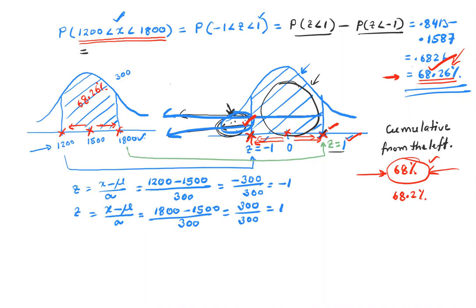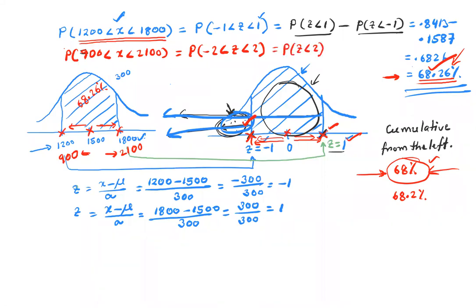Now we can do the same thing for z equal to 2. Instead of going to 1800, if I go to 2100, that is going 2 standard deviations. If I go to 900, that is going 2 standard deviations to the left, 2 to the left and 2 to the right. So the probability of x between 900 and 2100 is going to be the same as the probability of z between -2 and +2. And that's the same as the probability of z less than 2 minus the probability of z less than -2.